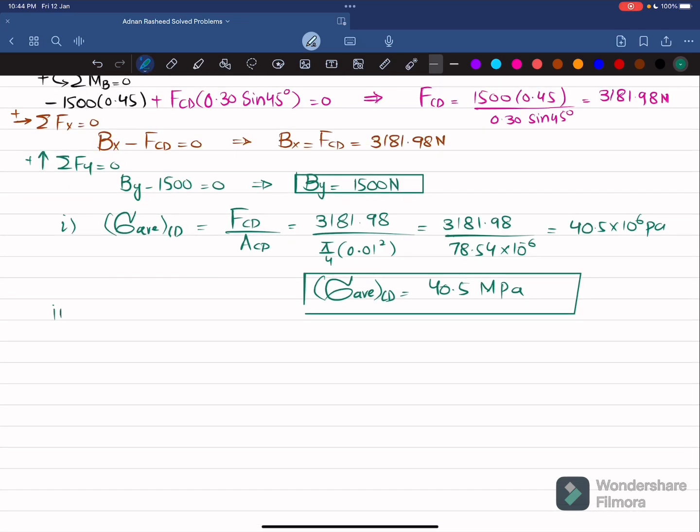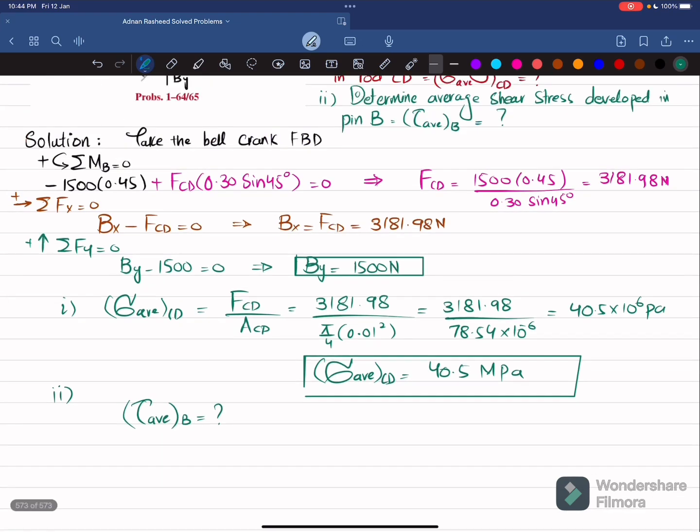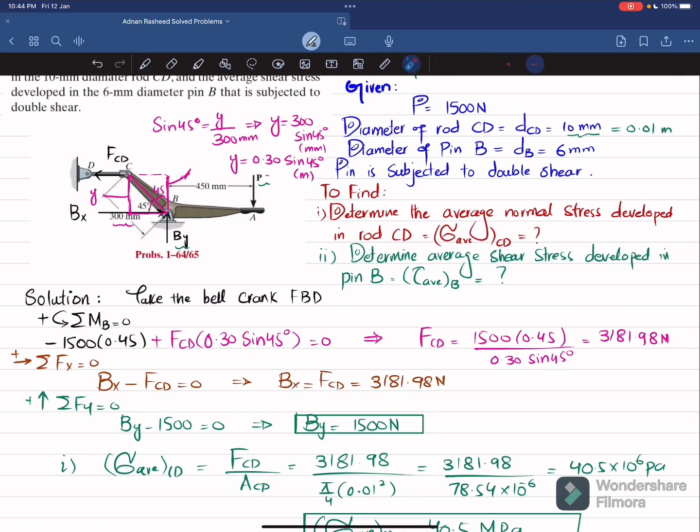Now we'll move towards the second part, in which we have been asked to find the average shear stress in pin B. You can see here that this is By, and this is Bx. If you draw it by using the head to tail rule, clear? There will be a resultant force which will be B, and that will act on this pin B. So how can we find this? Because you can see one is the vertical component By. Let me draw it. This is B, this is By, and this is Bx, clear?